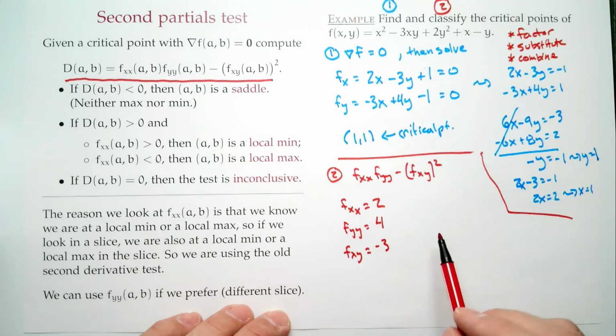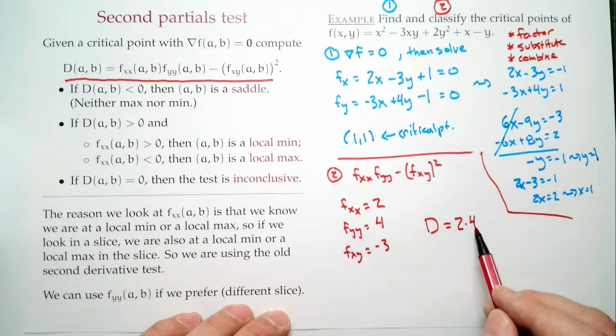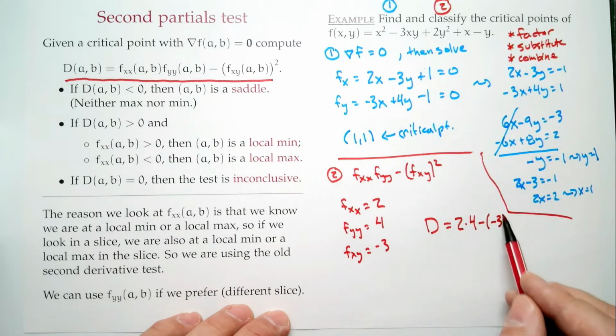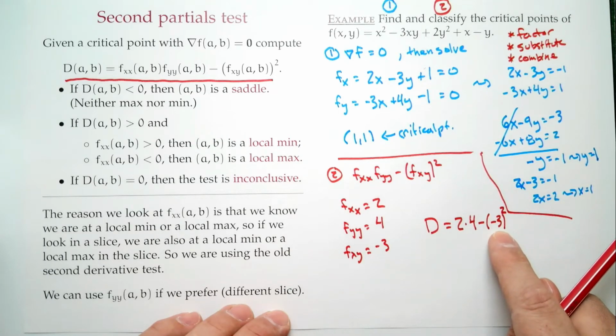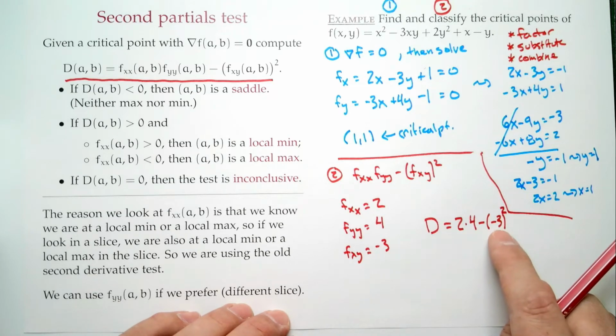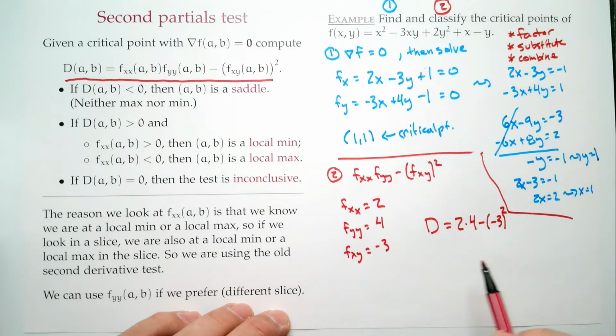So it turns out that our value for D is 2 times 4 minus negative 3 squared. And be careful here. A lot of people will say, oh, negative 3 squared becomes negative 9. It's not. When you square the negative, it becomes positive. So what we're going to end up with is 8 minus 9, or negative 1.